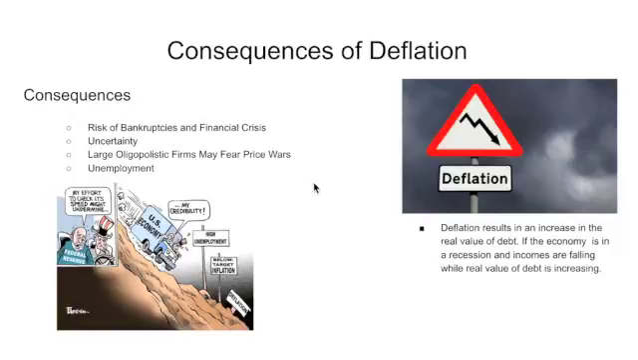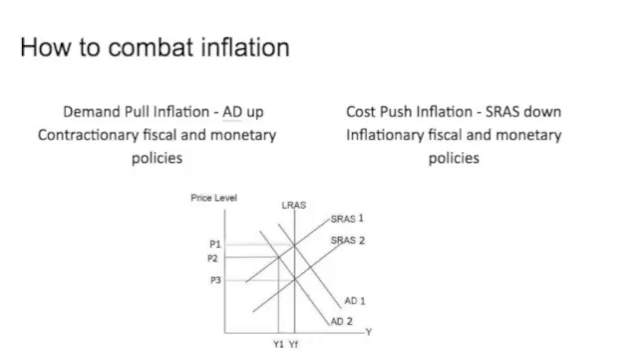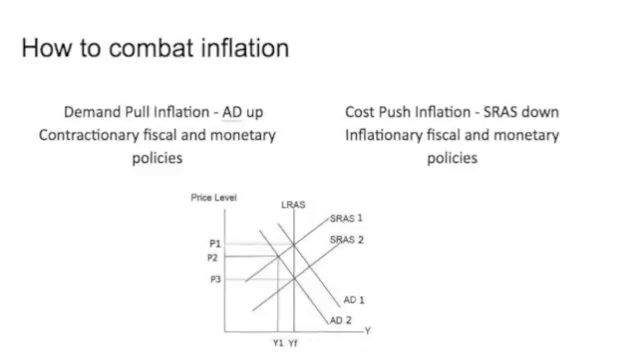Bankruptcies and financial crises increase because deflation results in the increase in the real value of debt. If the economy is in a recession and incomes are falling while the real value of debt is increasing, this will occur. So clearly there are some solid reasons for why governments want to try and manipulate the level of inflation, as by doing so they can actually alter unemployment levels.